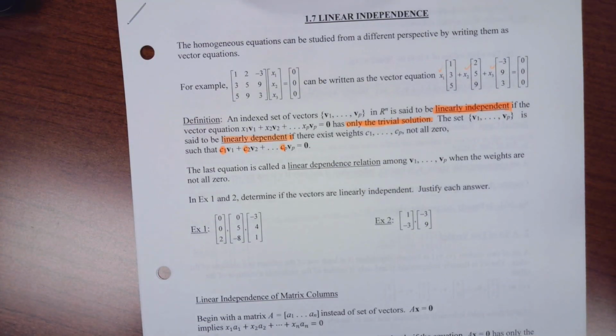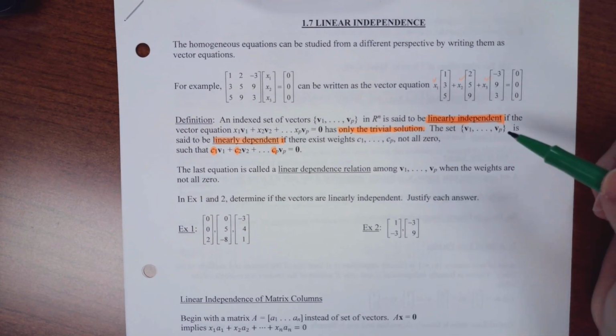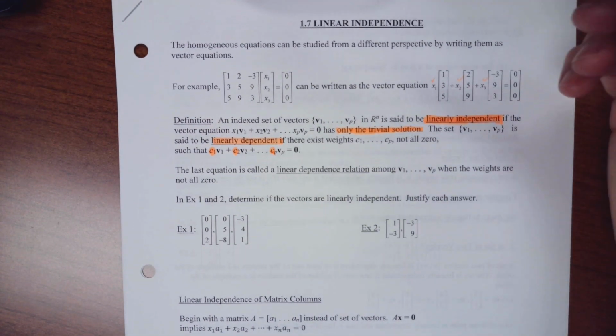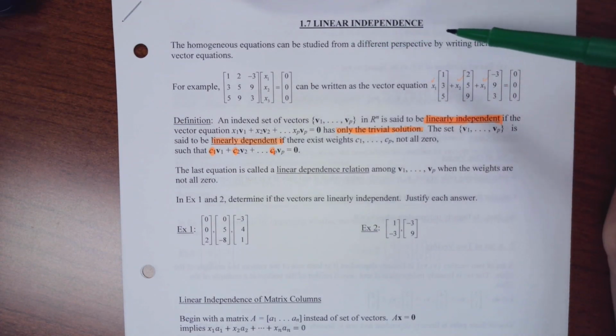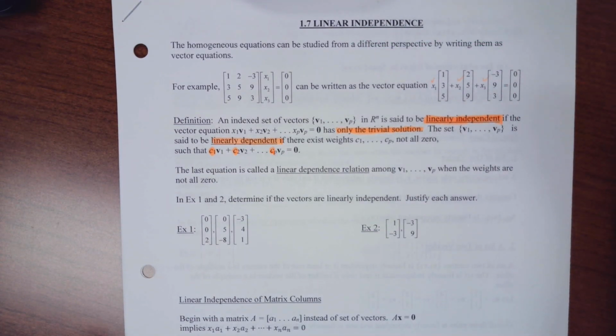Alright, so here we go with section 1.7. Sorry, I messed something up and I had to start again, so that's why you see this already highlighted. You're going to hear these words, linear independence, a lot, or when vectors are linearly independent.